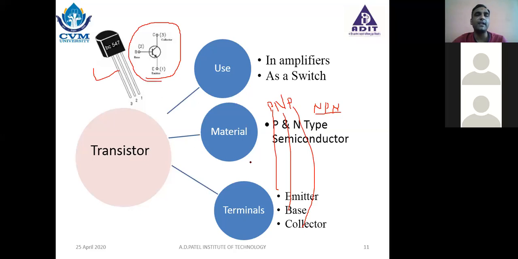As you know, it has 3 terminals. You have to draw it like this. This arrow indicates whether it is NPN or PNP. Whenever the arrow is going outside, it will always be from the P side to the N side. The arrow is always from the P side to the N side, so this transistor will be NPN. If it is PNP, then the arrow will be going inside.